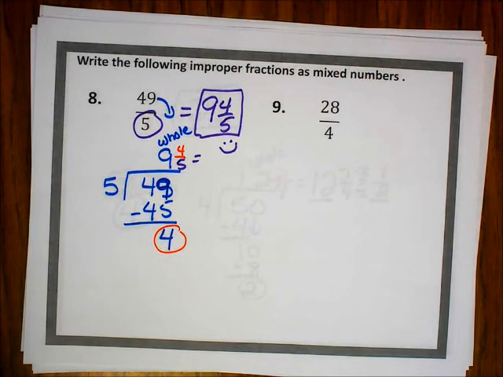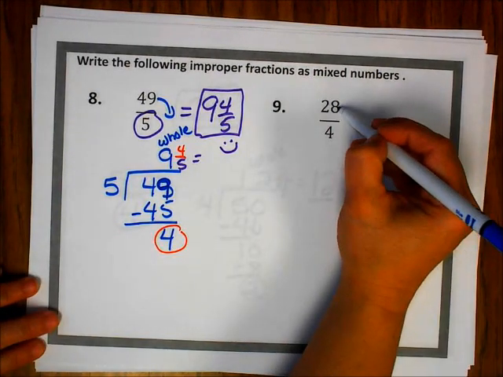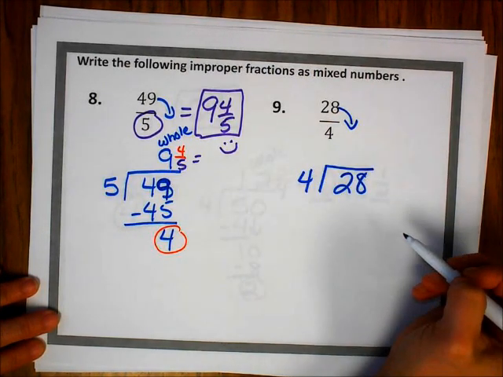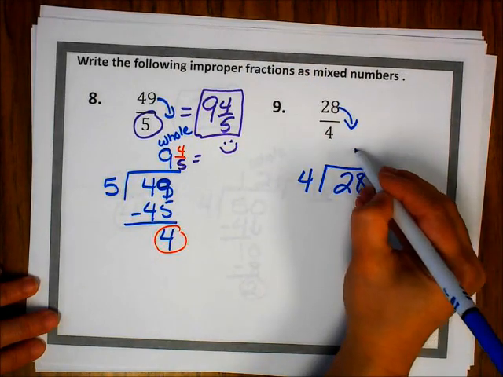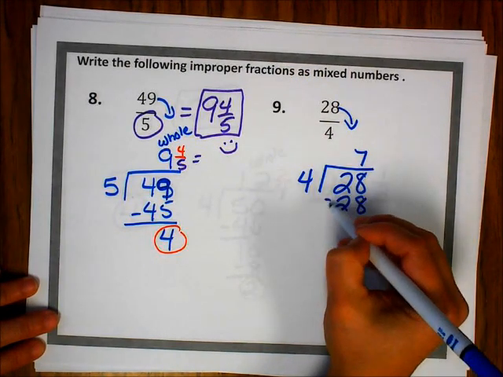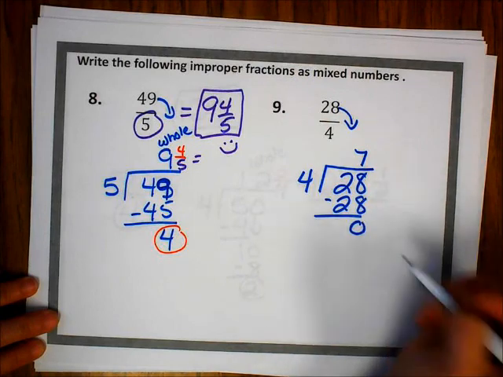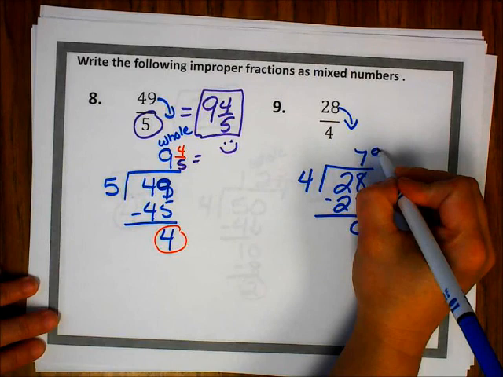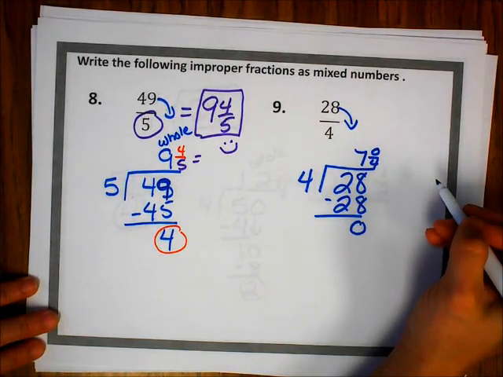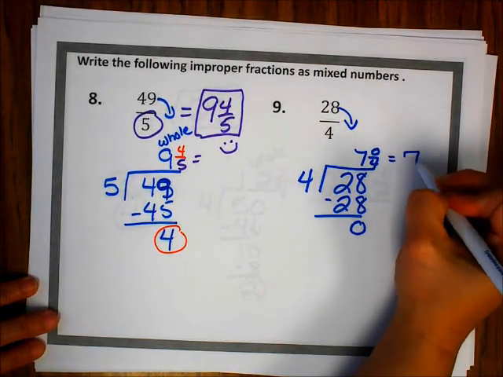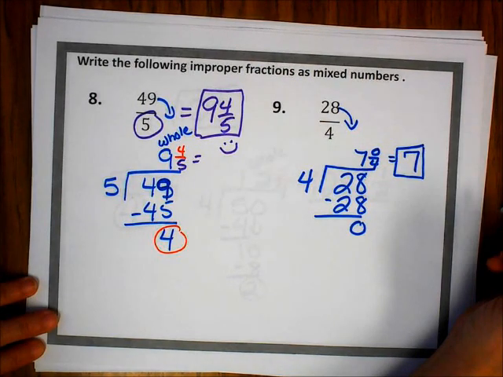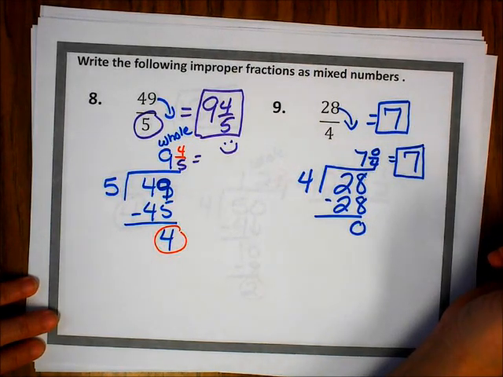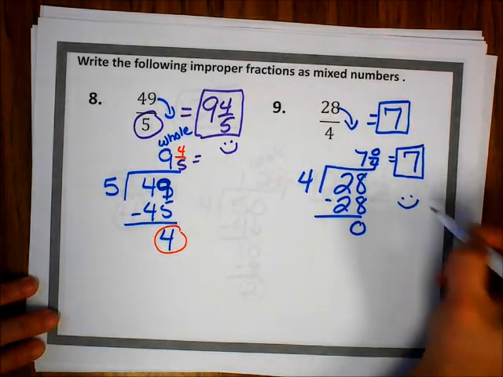Okay, let's try number 9. Number 9 says 28 fourths. Remember, 28 dives in. Now let's divide. 4 divides into 28 7 times. 7 times 4 is 28, with none left over. So for my answer, I could say 7 and 0 fourths, but we know the simplest way to write that is just the whole number 7. So 28 fourths is equal to 7 wholes. If you got it right, give yourself a smiley face.